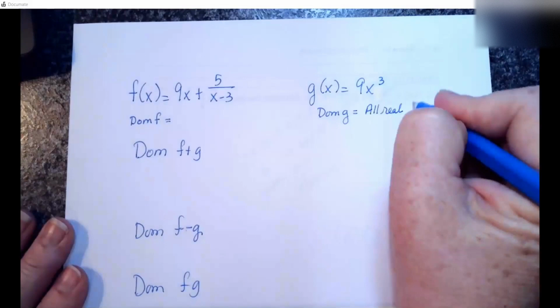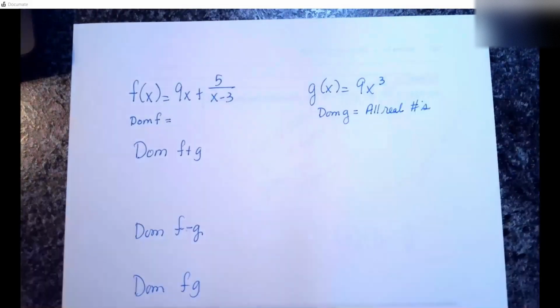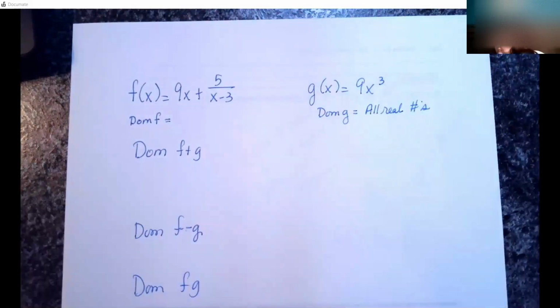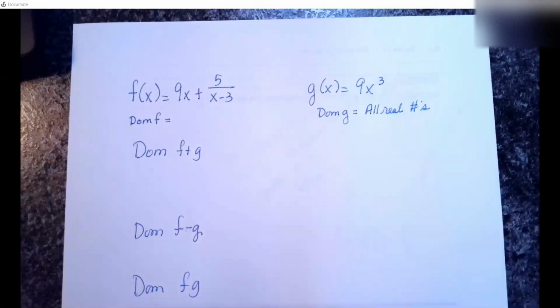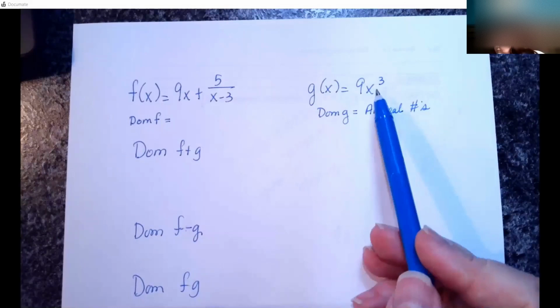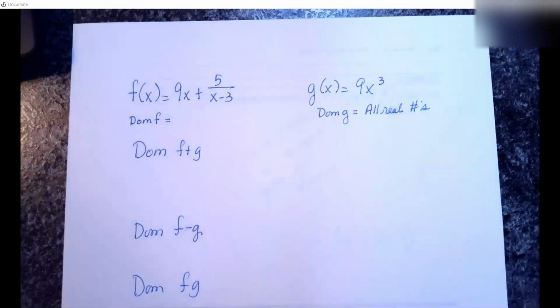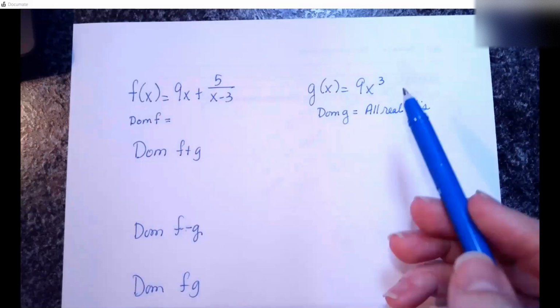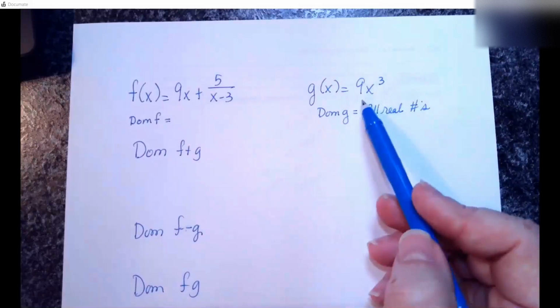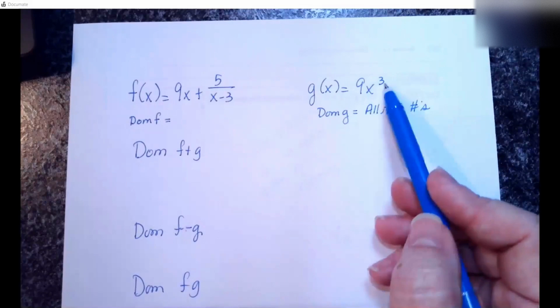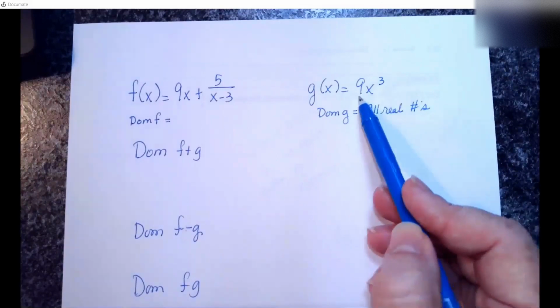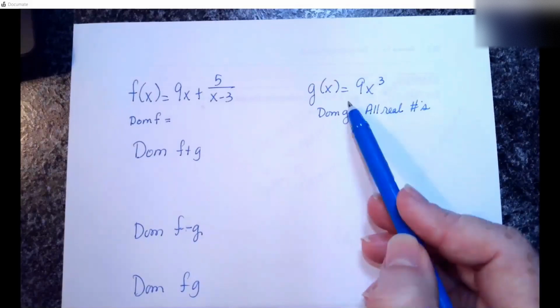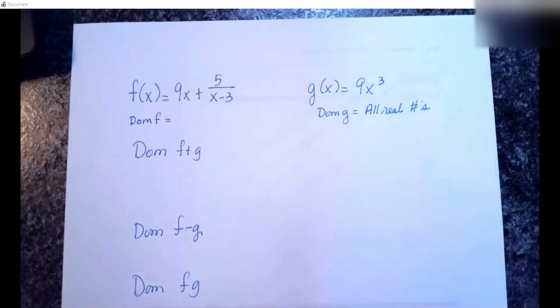Because remember, if you're looking for the domain, it's just what are the legal X values that you can plug in here. And by legal, what I mean is if I plug it in for X, do I get a real number as my answer? If I plug in any number you think of, positive, negative, 0, and you cube it, you're going to get a number back, and then you can multiply it by 9 and still get a real number. So the domain of G is indeed all real numbers.